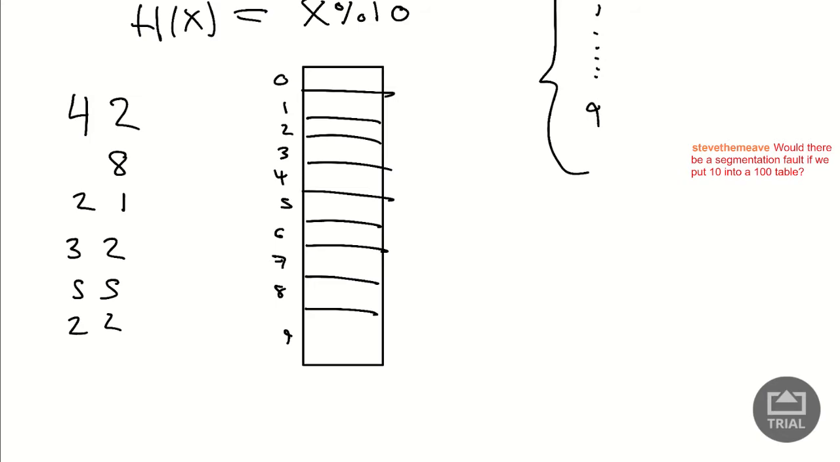Well, there wouldn't be a segmentation fault if you put 10 into a 100 table, but there will be a segmentation fault if, say, you used mod 100 with a table of size 10 and you fed it something like 28, because the mod 100 would still give you 28, and a table of size 10 would make you go out of bounds. So that's an important thing to keep in mind.